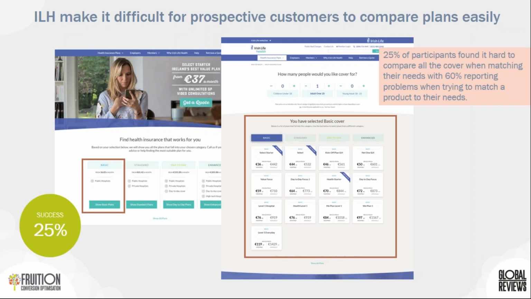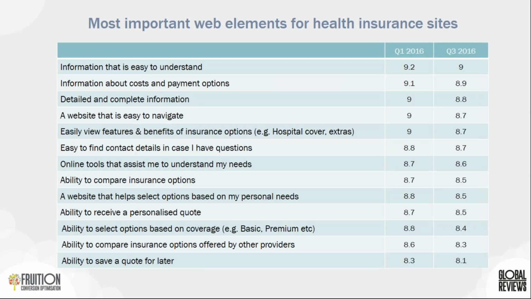So a quarter of participants found it hard to compare all the cover when matching their needs, and 60% reported problems when doing this task, so quite a high percentage there.